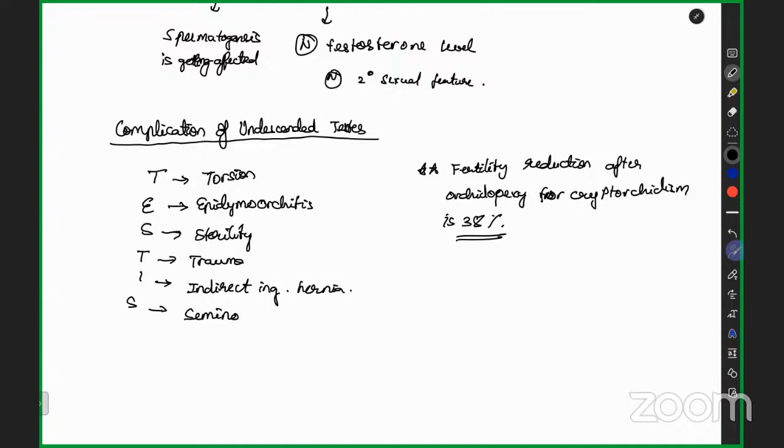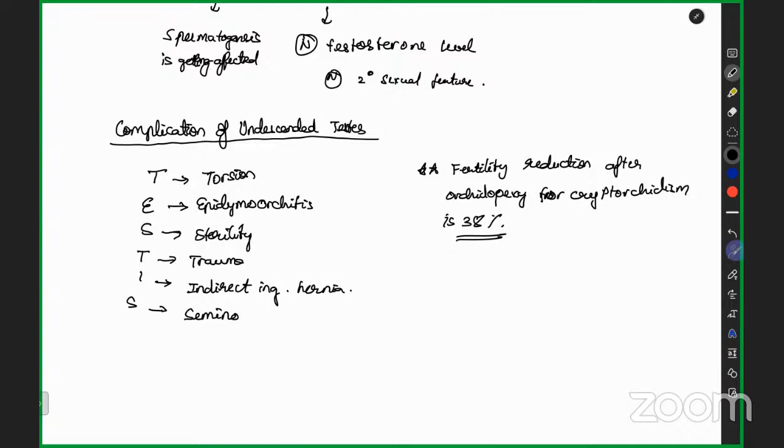So I will try to add on all the previous year NEET questions through my topics. If you attend them, it will be useful for you in future when writing the NEET PG exam. So men with undescended testes will have reduced fertility even after orchidopexy. Even if orchidopexy is done, fertility will still be reduced by about 38%. Bilateral cases operated as adults are almost infertile. Even if you operate on them, they will remain infertile.